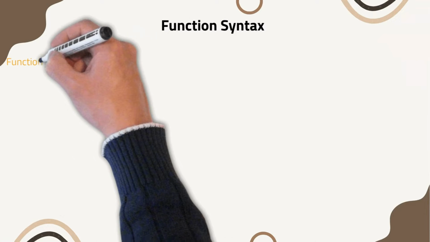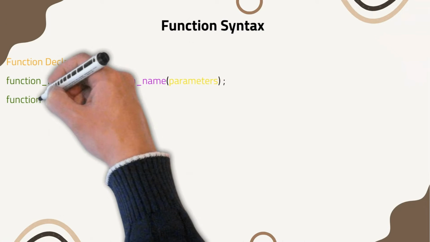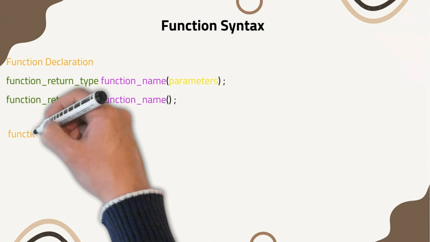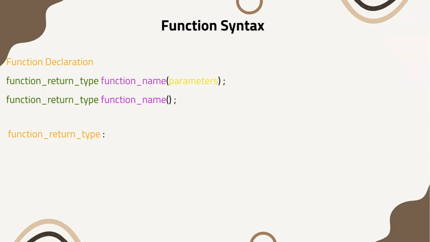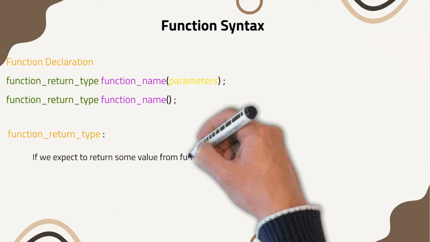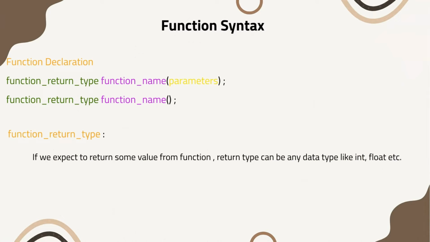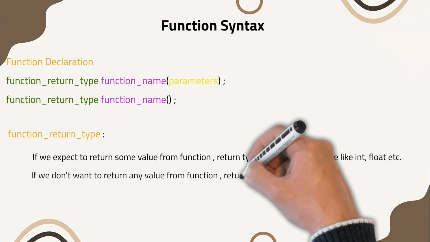Function declaration begins with the return type, followed by the name of the function and optional parameters. We will discuss more on the parameters in the next video. Function_return_type: we should use a return type such as int, float, etc. if we expect to return some value from the function. In such a case, we also use the return keyword inside the function. If we don't want to return any value from the function, the return type should be void.